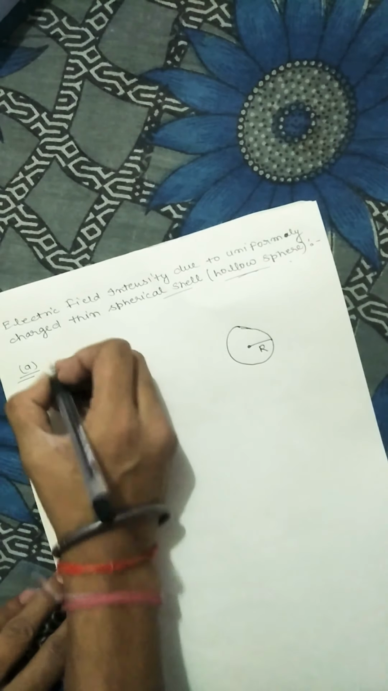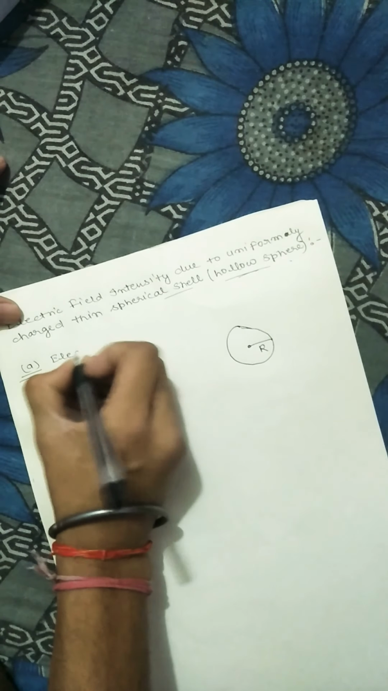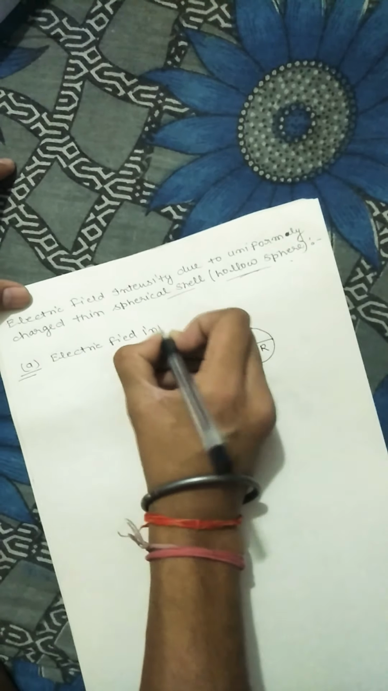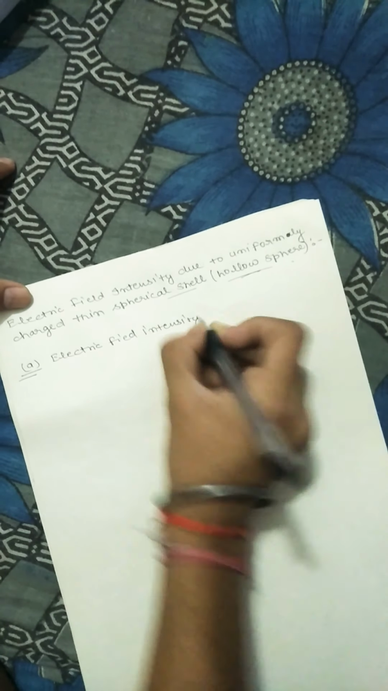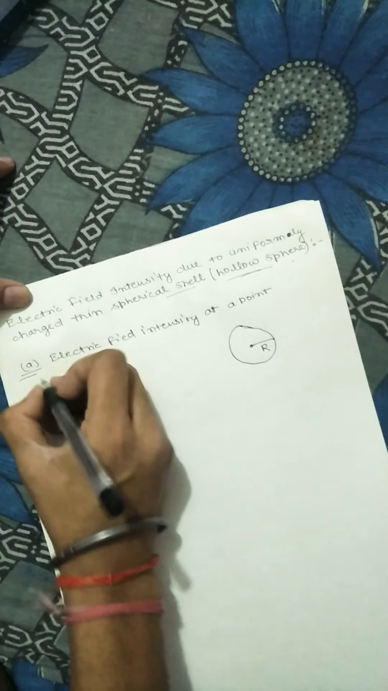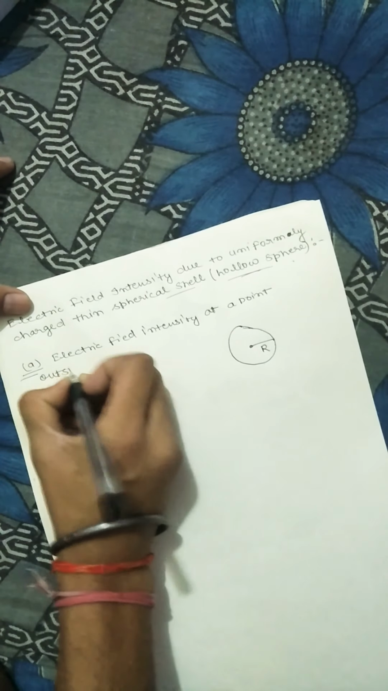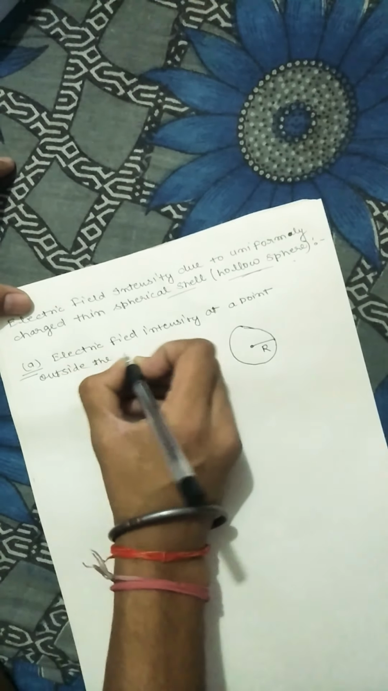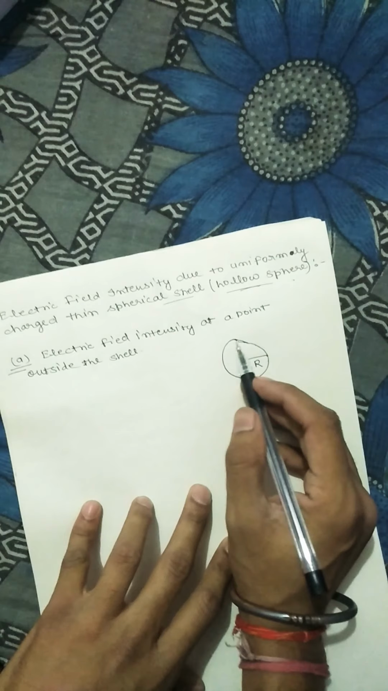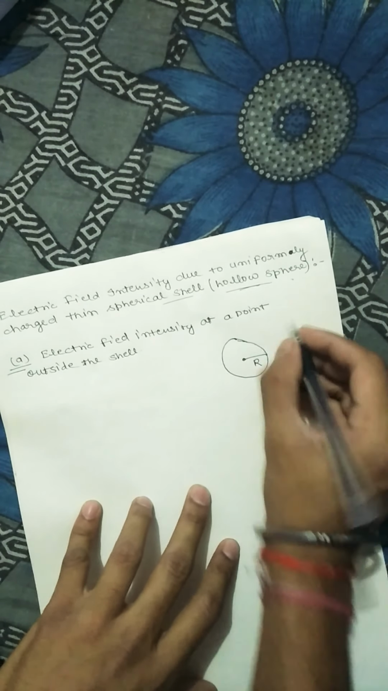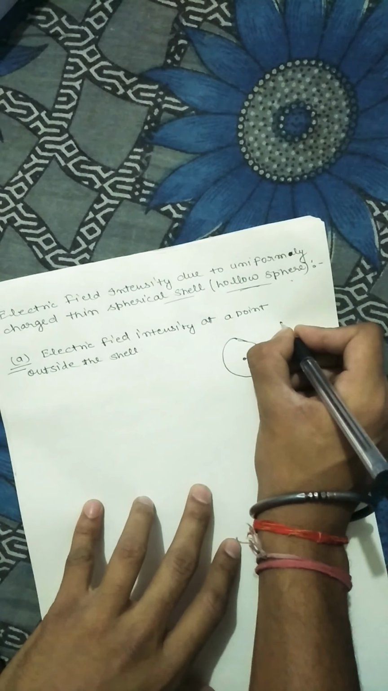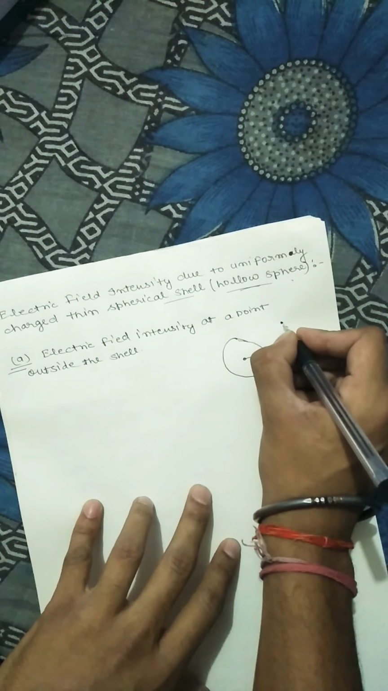The first case is the electric field intensity at a point outside the shell. What would that be? Here we are considering a spherical surface, and another point outside the sphere, on which we have to find out how much electric field intensity is acting.